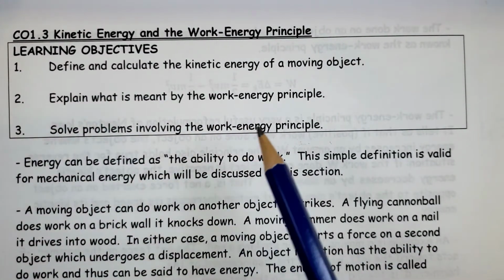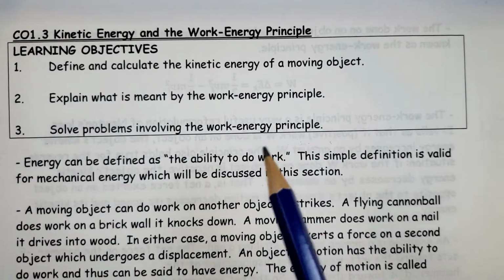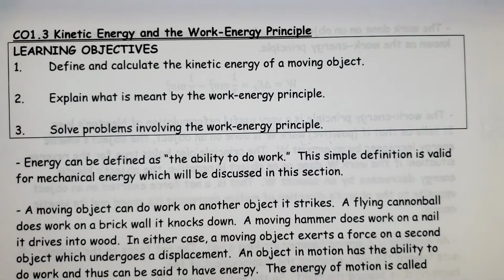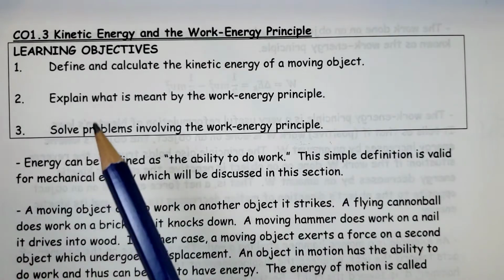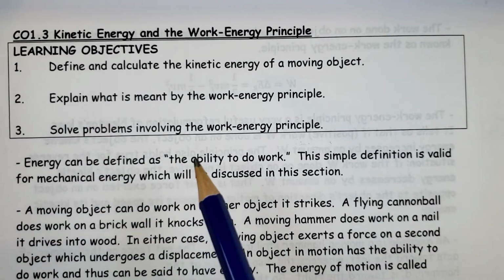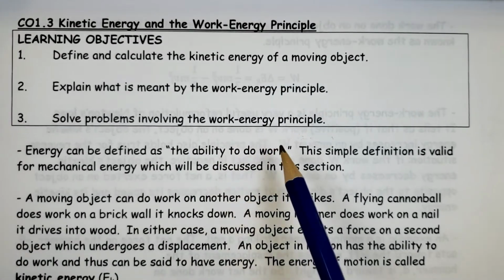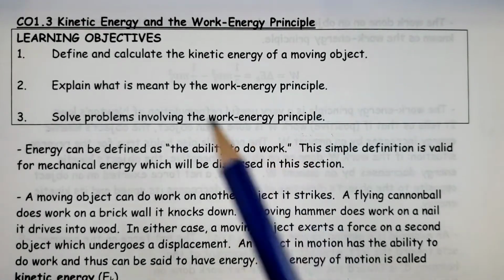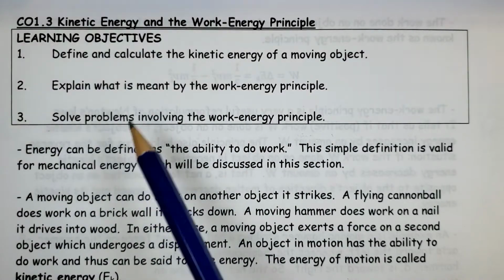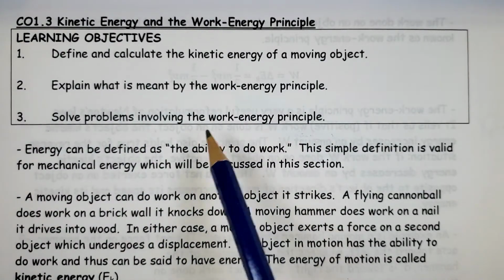So we've looked at the definition of work from the physics sense, a force being applied on an object that's undergoing a displacement. In that first part we looked at a constant force. Then in CO1.2 we looked at what happens if the force changes, and that's where the force versus displacement graph comes into play in calculating the areas. Now we look at kinetic energy and how that applies to work.